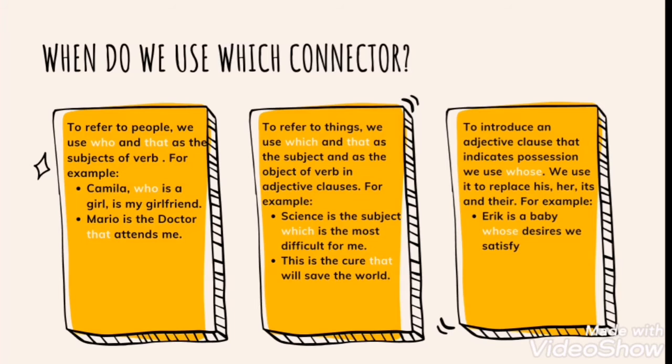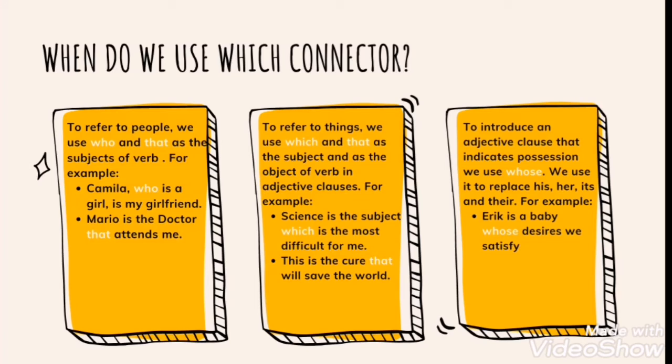When do we use which connector? Well, on the left side we have the connectors who and that, and they are used as the subject of the verb, also when we are talking about people. Camila, who is a girl, is my girlfriend. Mario is the doctor that attends me.